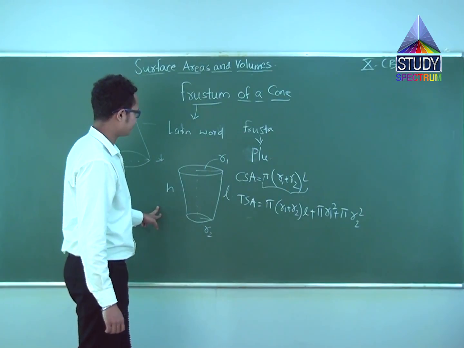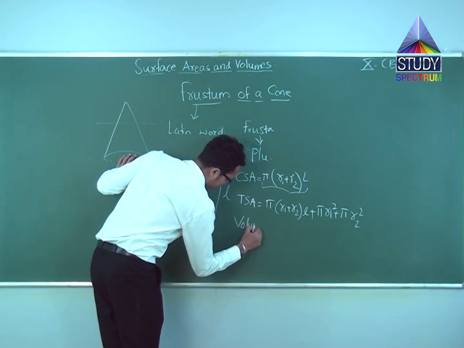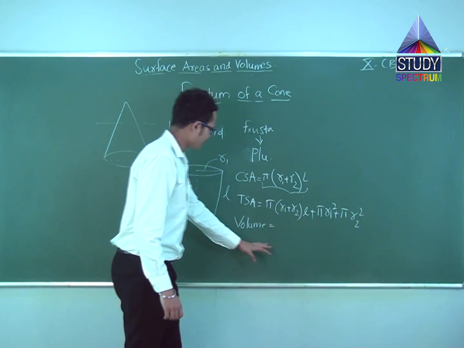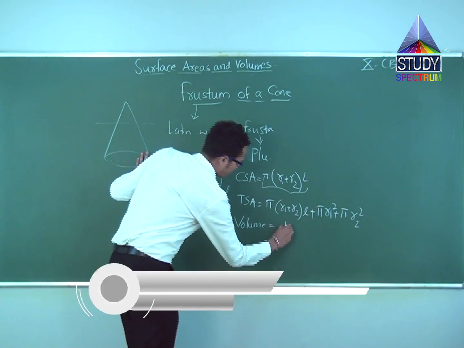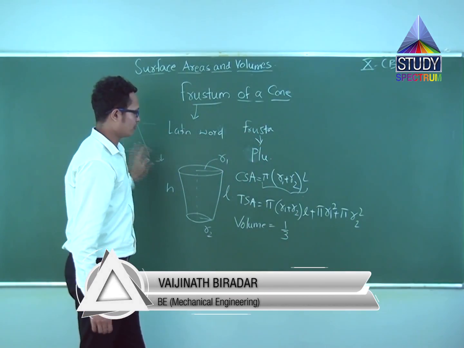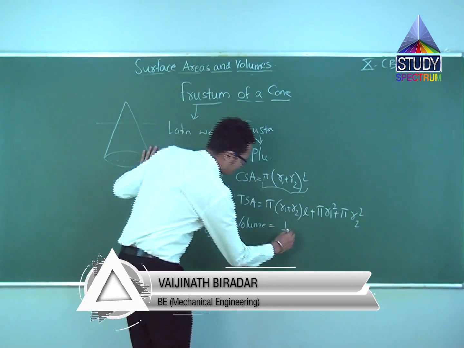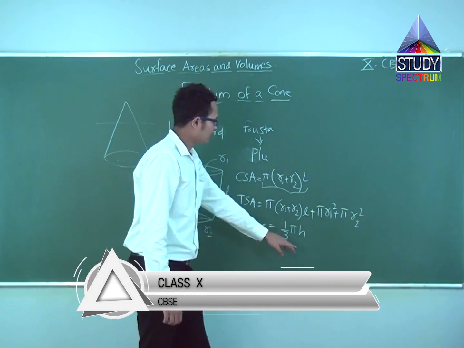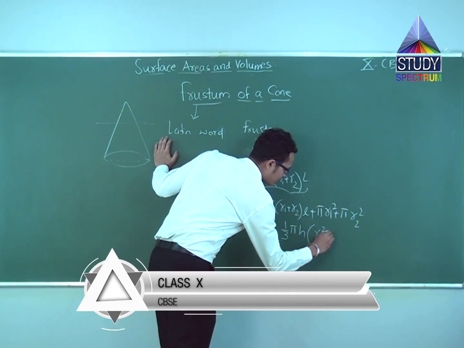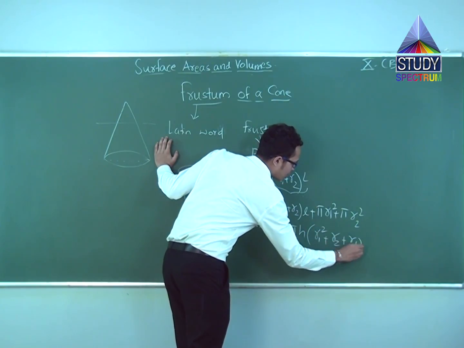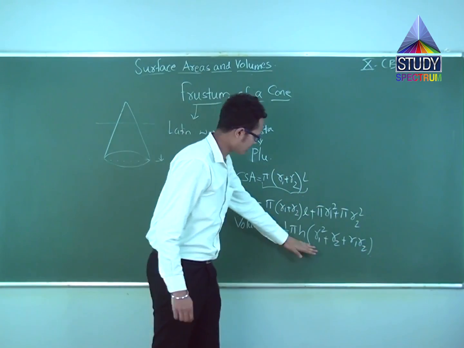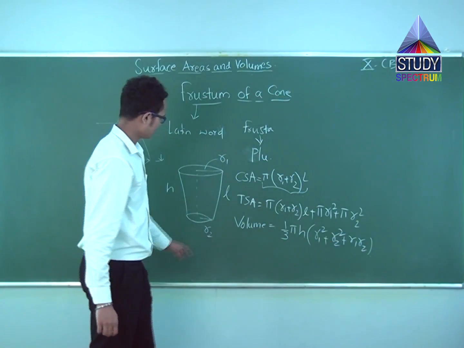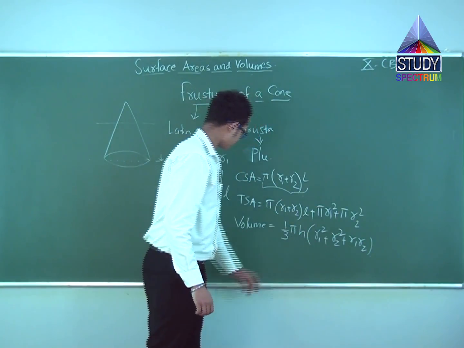Now you have volume. The formula for volume is a little big, but I'll tell you how to remember it. You had the volume of a cone as 1 by 3 pi r square h. Now, instead of r square, we'll write R1 square plus R2 square plus R1 R2. In place of r square, you write R1 square plus R2 square plus R1 into R2. That gives us the volume.